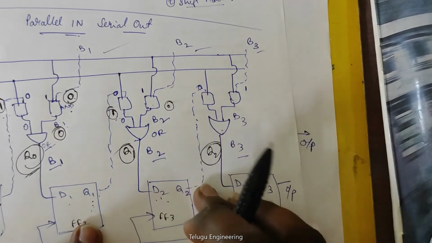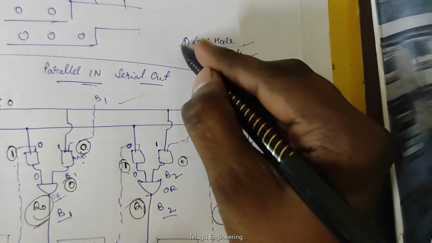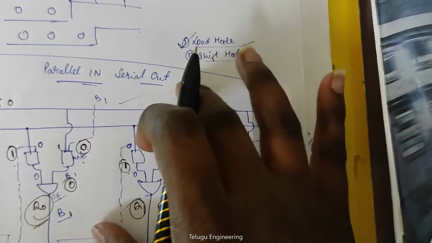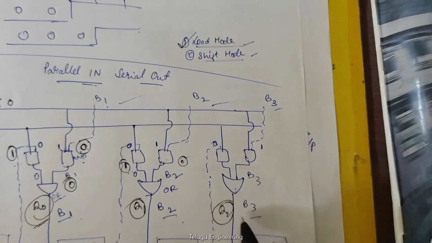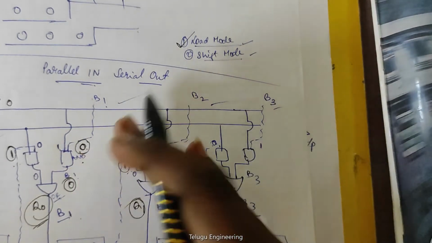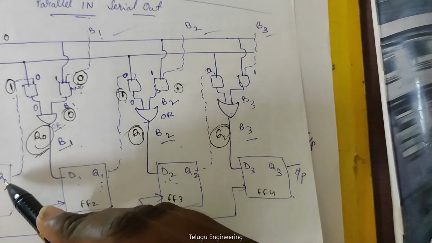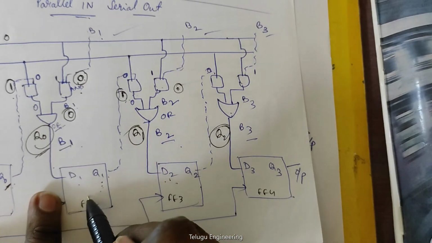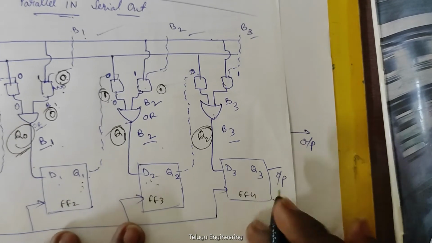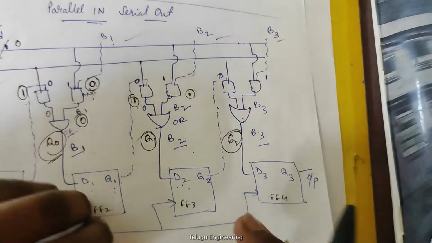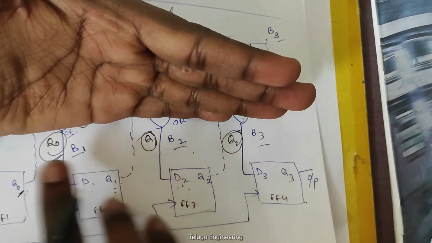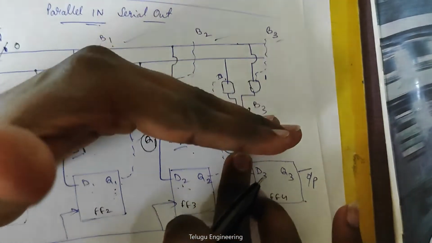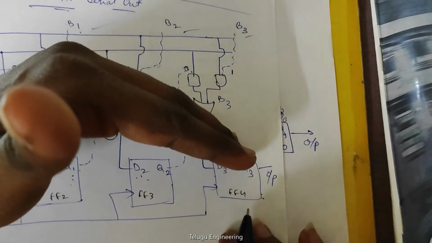So this is basically about shift mode. In load mode, you're just loading your input values B1, B2, B3. In shift mode, you're just shifting. The output of your first one is given as your input. That's how it works. Finally, it's parallel in serial out because you're taking your input parallelly and the output that you give is a serial output.